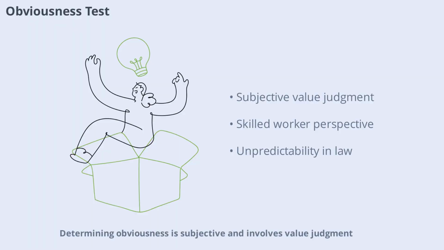Determining obviousness is subjective and involves value judgment. Courts ask whether a skilled worker faced with the problem but unaware of the invention would find the solution obvious based on existing knowledge. If the invention lies outside the natural track of prior knowledge, it is not obvious. This test introduces unpredictability in patent law, making litigation common when inventive step is disputed.